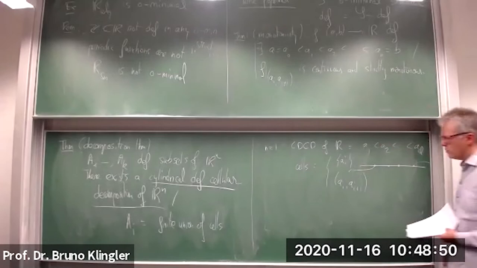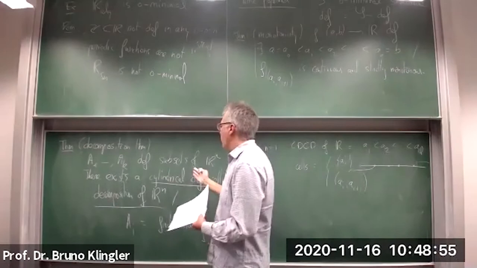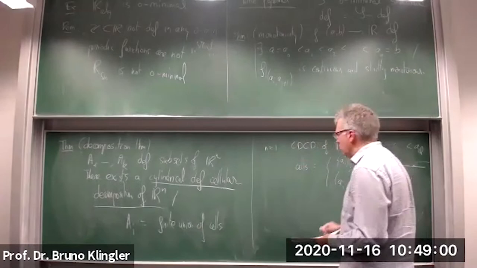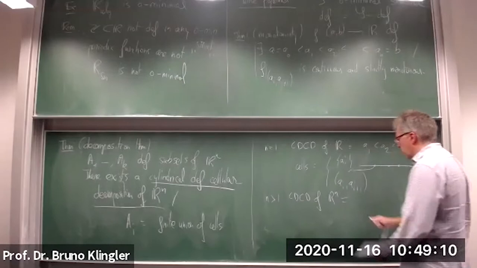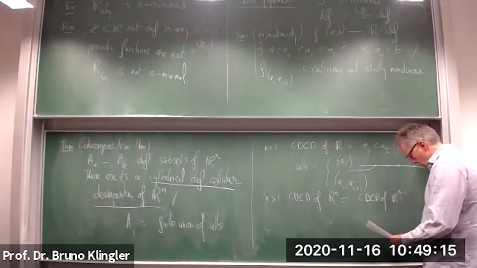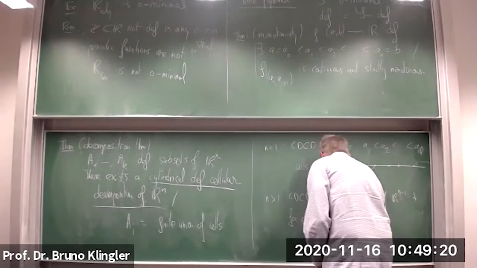Now what I'm saying is that whatever the collection of definable subsets of Rn, there is such a decomposition. This is trivial in dimension one, because this is the fifth axiom. But what is not trivial is what happens in higher dimension. What is the CD of Rn? It is constructed by induction. It is the CD of Rn-1, plus, for each cell C in Rn-1, a picture of the following form.